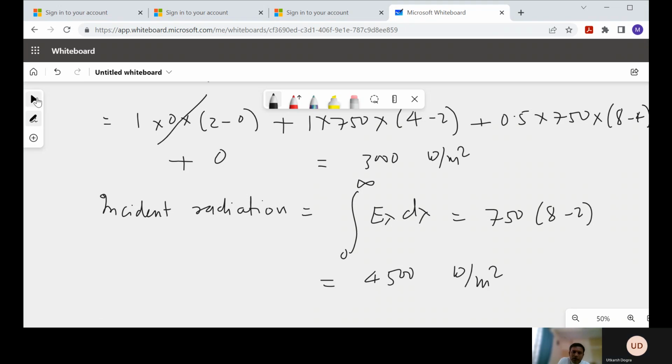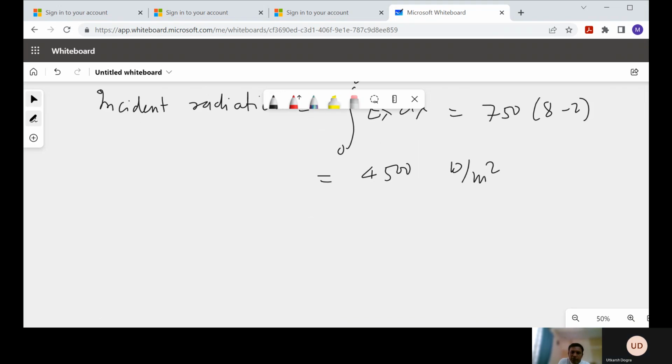Now, once we got this, we can now calculate the absorptivity. See, earlier the absorptivity was given with respect to the individual wavelength, but now we wanted to calculate the overall absorptivity. So overall absorptivity will be given by what? 3000, the absorbed, divided by the total incident radiation, 4500. So this comes around 0.667. Correct. This is the absorptivity.